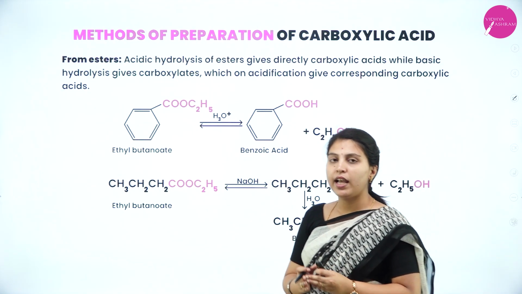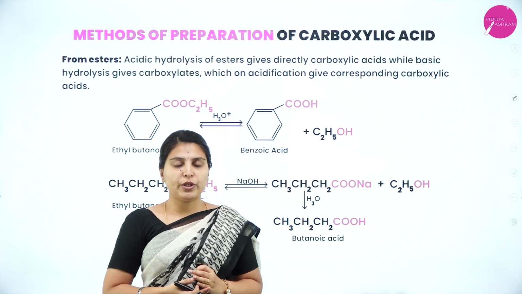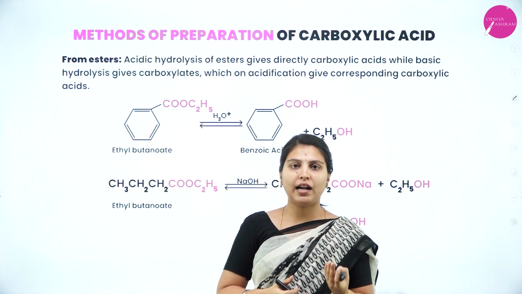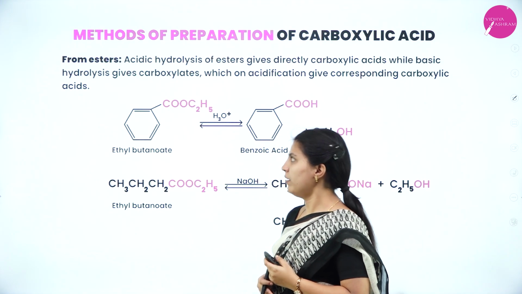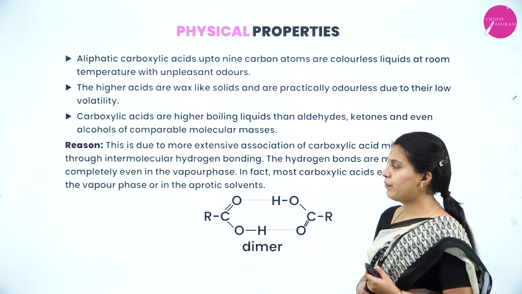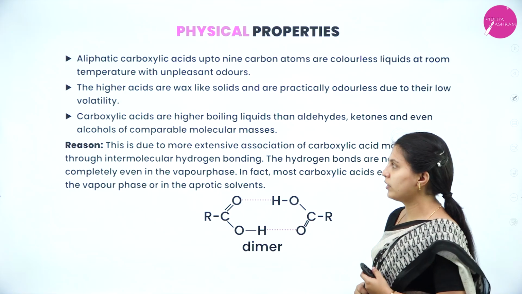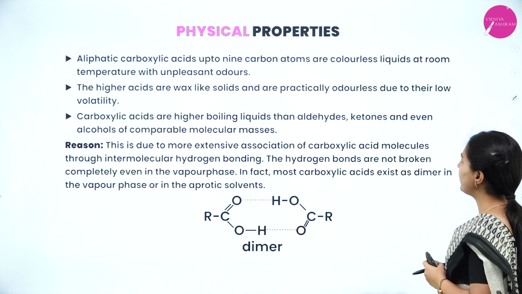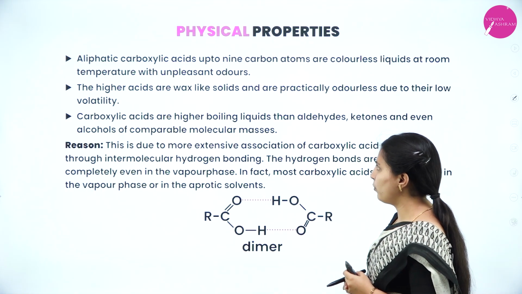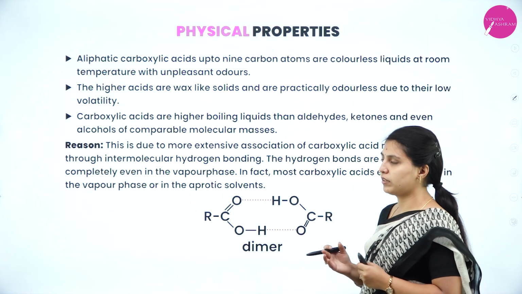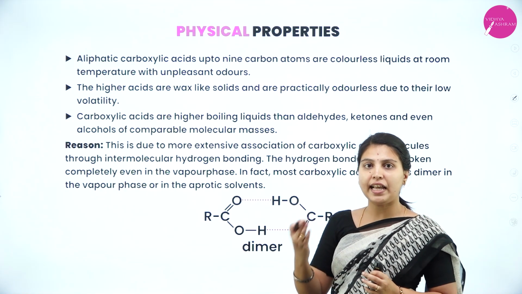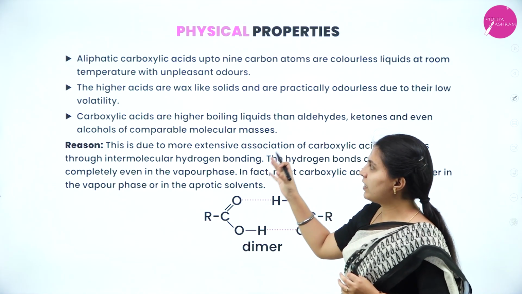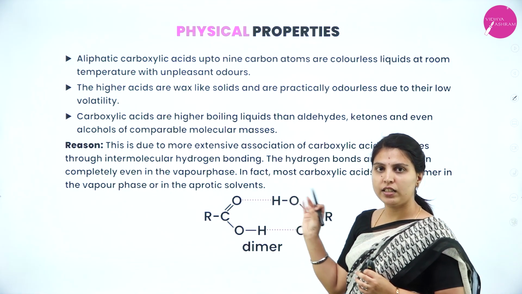These are the methods by which carboxylic acids are prepared through esters, amides, nitriles, alcohols, aldehydes, etc. Now, we will see the physical properties of carboxylic acid. Aliphatic carboxylic acids up to 9 carbon atoms are colorless liquids at room temperature with unpleasant odors. Carboxylic acids up to 9 carbons, meaning C9, have an unpleasant odor in those members.